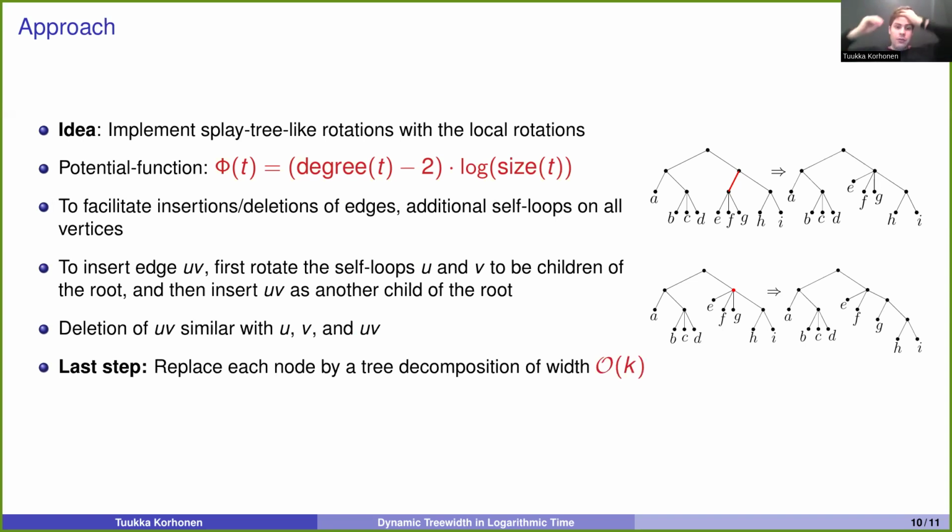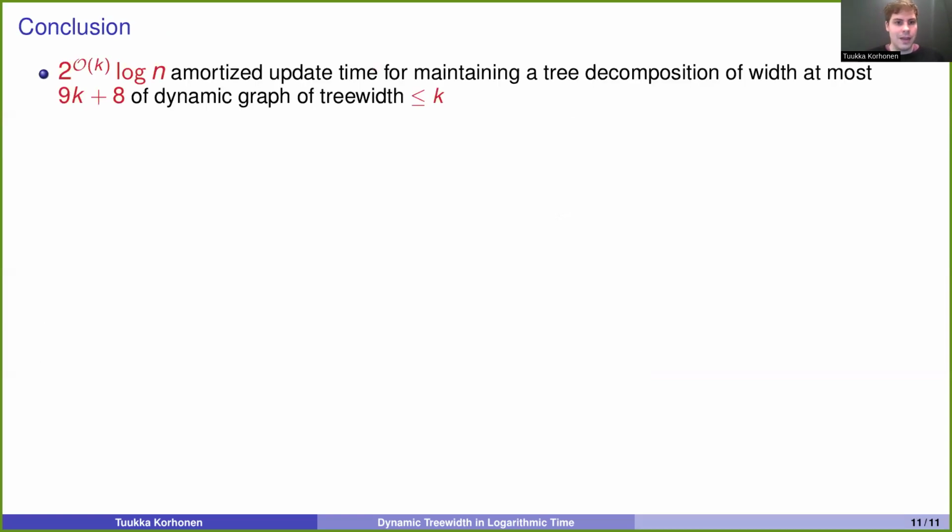We maintain this decomposition, which has width 2 to the O of k, but then you can do a post-processing step where each node can be locally replaced by a tree decomposition with width O of k, which gives this final approximation ratio of 9k. Yeah, that's all that I have time to tell about this algorithm.